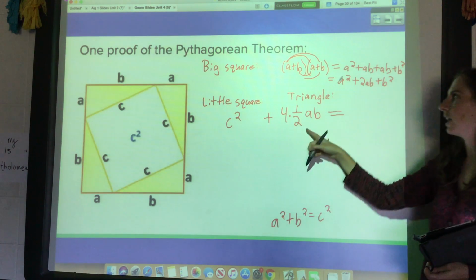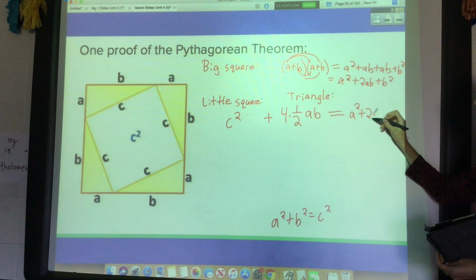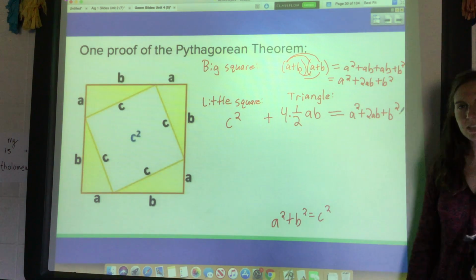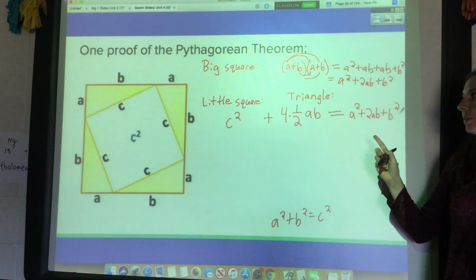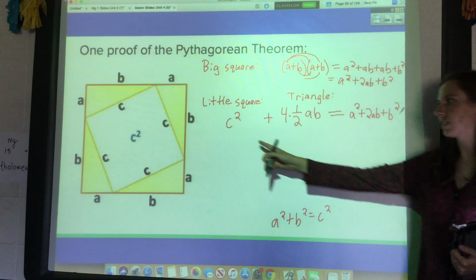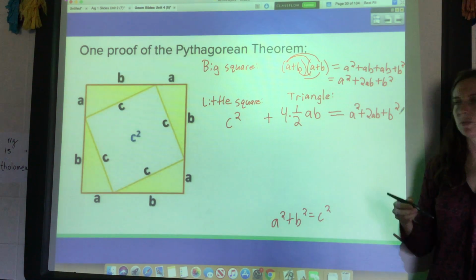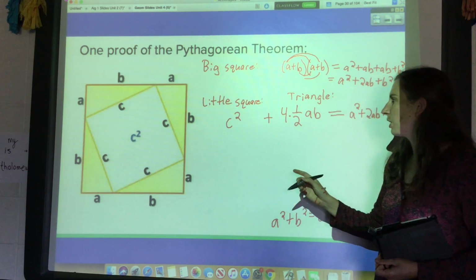So all of this adds up to be the big square, which is A squared plus 2AB plus B squared. You may start to notice that this is looking actually kind of similar to the Pythagorean Theorem. I've got C squared, I've got A squared and B squared, but I do have a little bit of some extra stuff. So let's simplify just a little bit and you watch what happens.